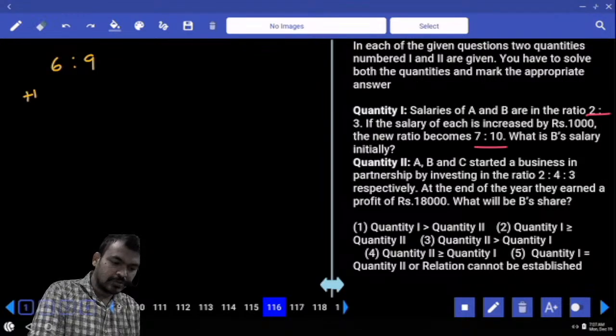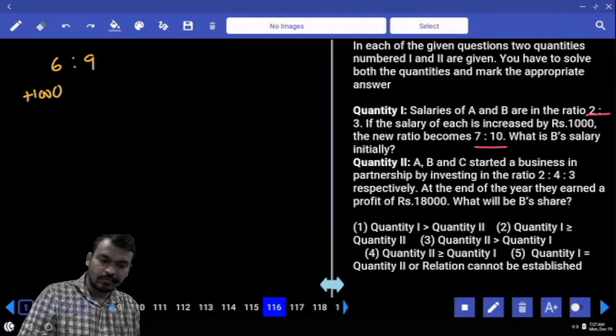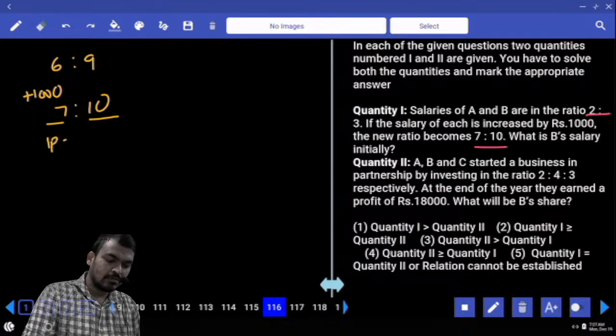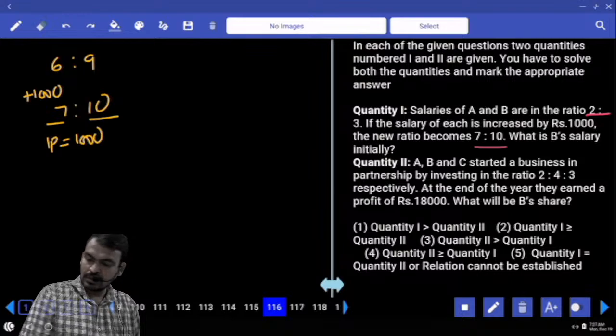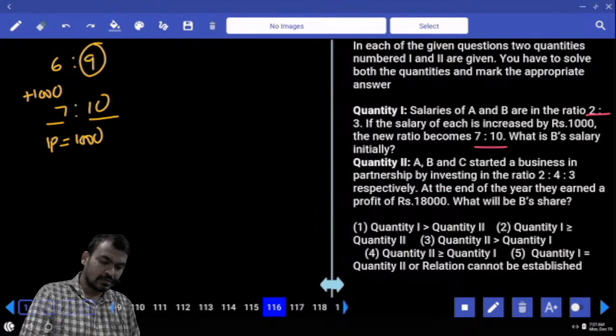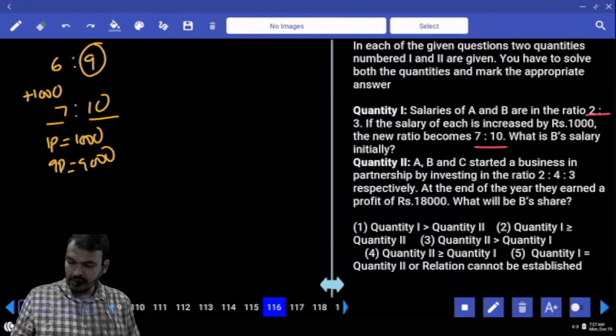After adding 1000 to each, the ratio becomes 7:10. How many parts are increased in each? 1 part. What is the 1 part value? 1000. What is the question here? B's salary initially. How many parts do we need? 9 parts. What is Q1? 9000.